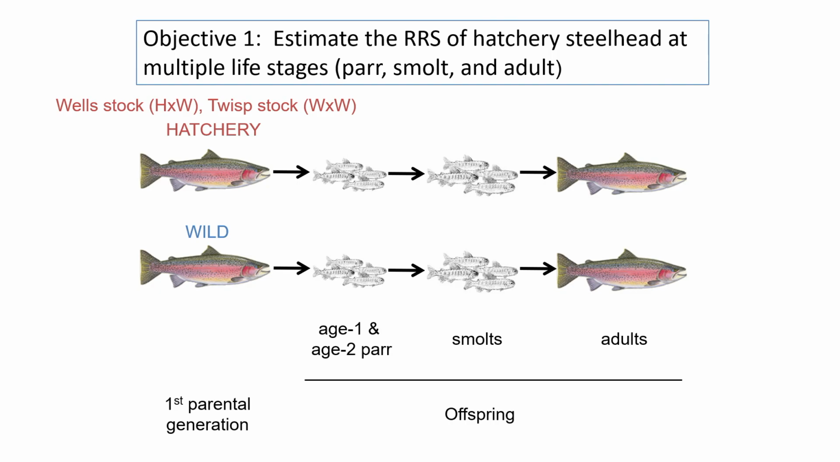Due to concurrent hatchery reforms, the source of broodstock for the Twisp program changed during the course of this study, more than once. We started out having what we refer to as Wells stock, so hatchery by wild crosses of fish collected at Wells, and switched to a local Twisp stock collection of wild by wild fish. And so I'll be showing some results from those.